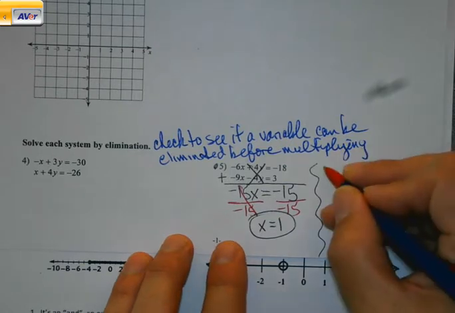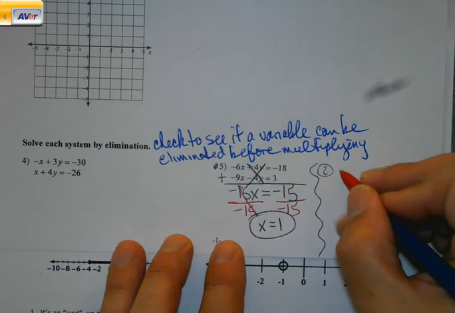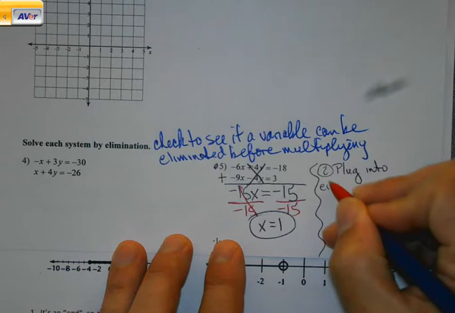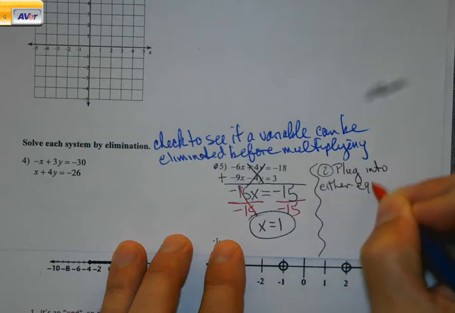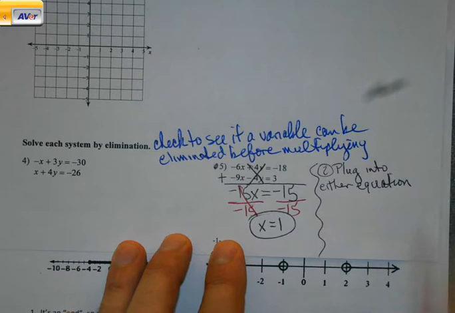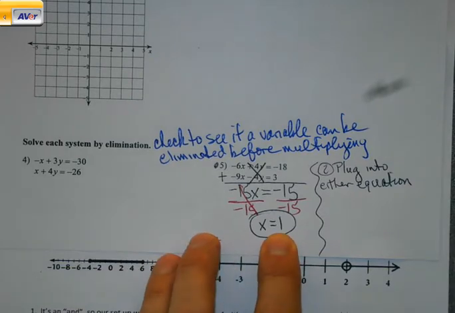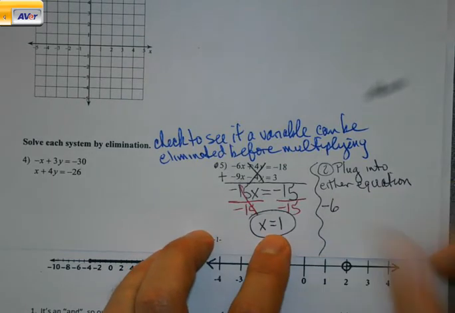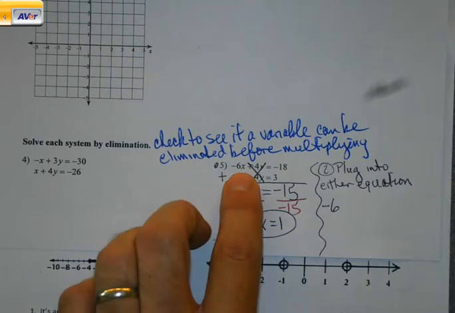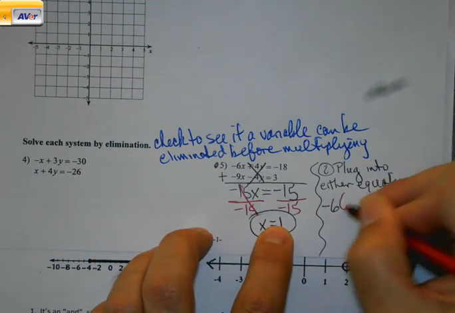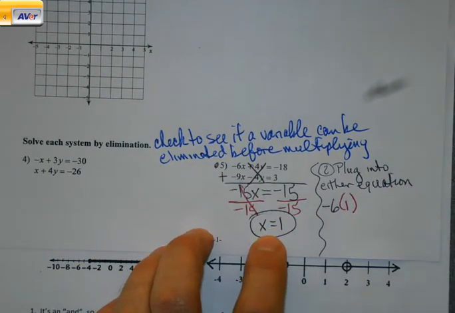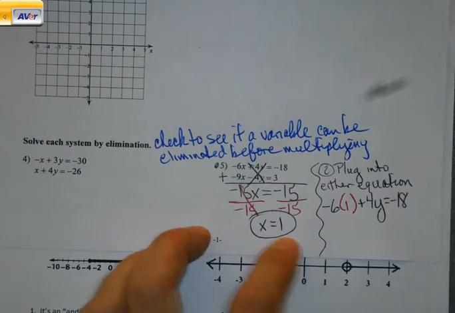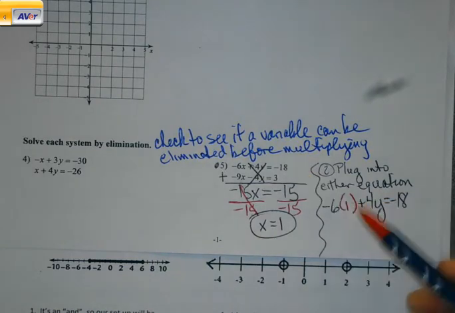So, to get y, again, we can plug into either equation. It doesn't matter which equation I plug my 1 in for x. Okay, so let's say we just do the top one. So negative 6, when I get to the variable that I know, I replace the x with the 1, and I copy everything else. So the only thing that changed in that equation, that first one, is the x value.